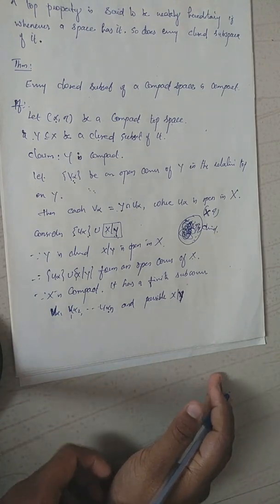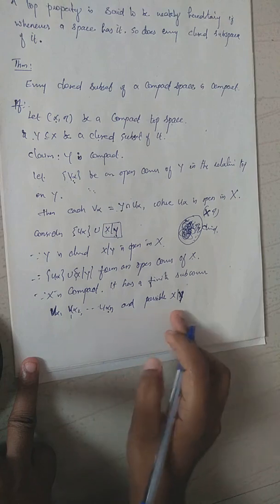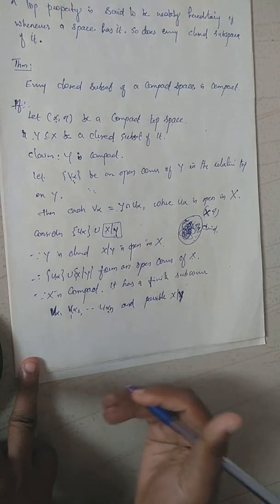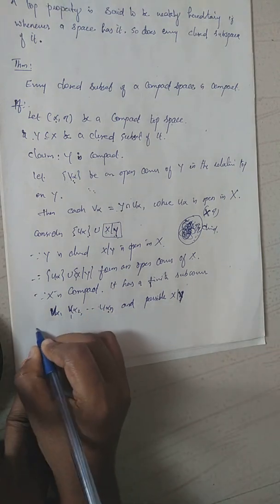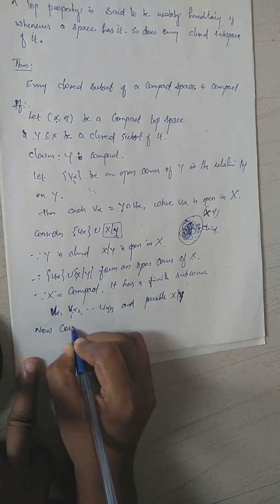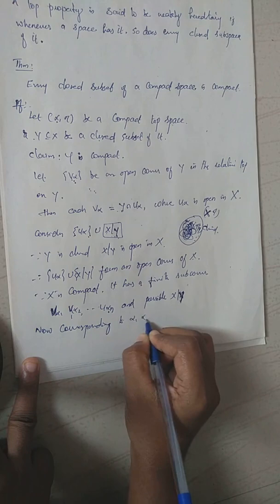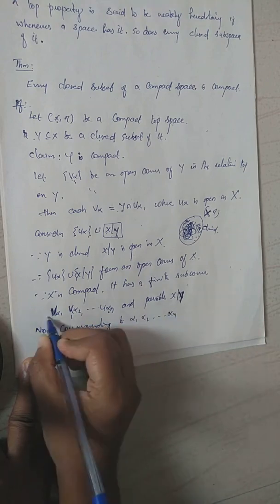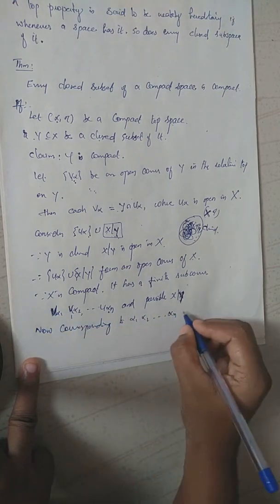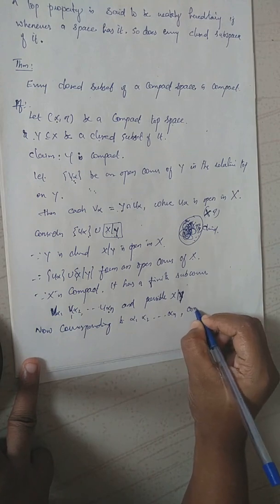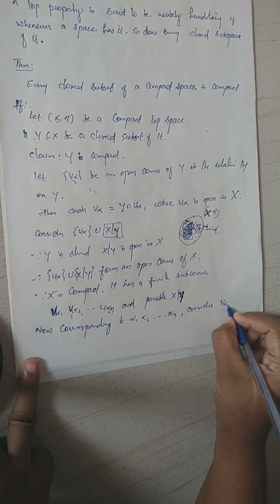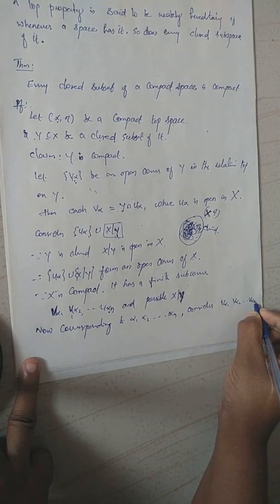So corresponding to these u alphas, I consider corresponding v alphas. Now corresponding to alpha 1, alpha 2, etc., alpha n, these u alpha 1, u alpha 2, etc., u alpha n, consider v alpha 1, v alpha 2, etc., v alpha n.